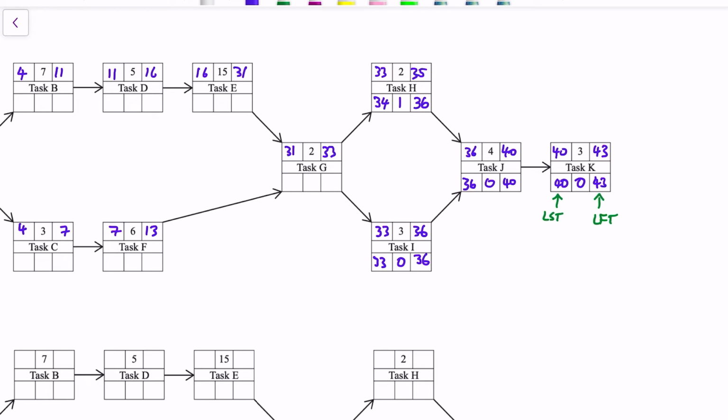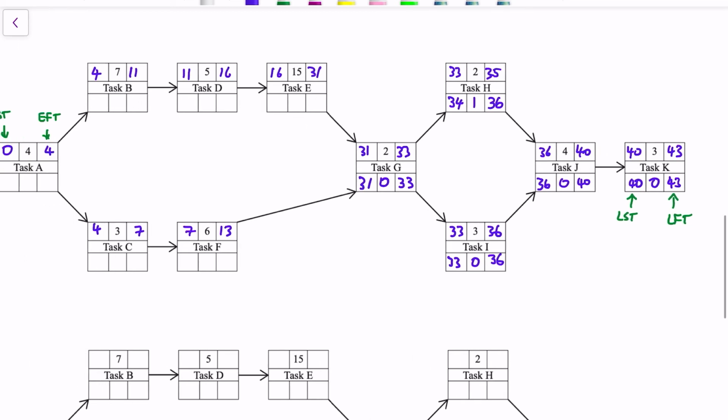Okay, the latest that task H can finish is actually 36 before it affects task J. It starts at 33, it will finish at 35, it's got 1 week float, which means it can be delayed by up to 1 week. We take the smallest number going backwards of the tasks that are going out of it, so task G has to be finished by 33, task E by 31, so all of these tasks up in the top row become critical tasks.